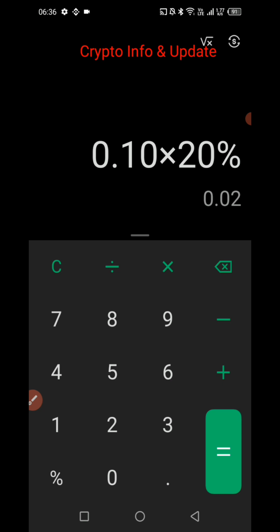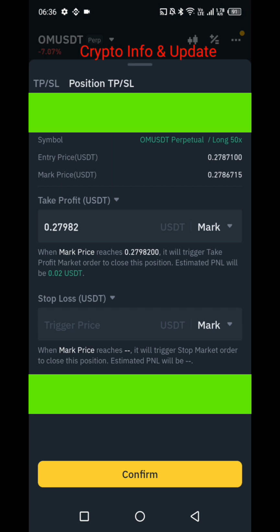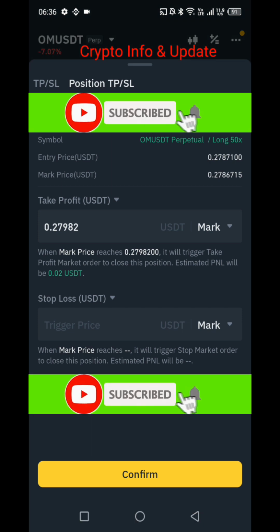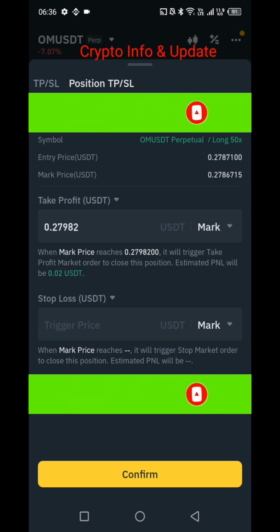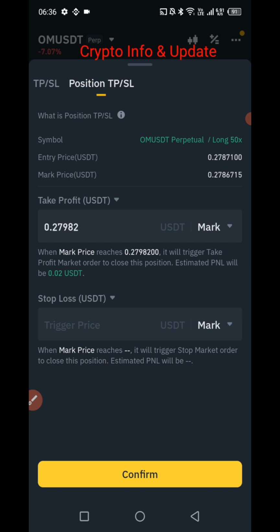Now, in terms of the price of the asset I'm trading, my projected take profit will be 0.27982, just as we got from our calculation, right? So whenever the price gets to this value, I'm going to make 0.02 USDT, meaning I have made 20%. I hope you understand. So all you have to do at this point is to click on confirm. Once you click on confirm, it means you have set your take profit. Do you understand? So this is how you calculate take profit or targeted exit price from your entry price. So let me show you the second way to go about this.